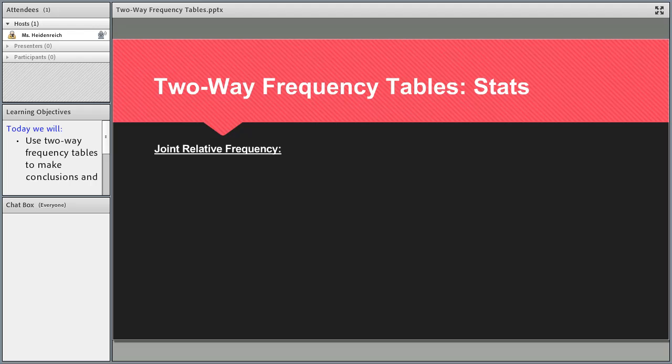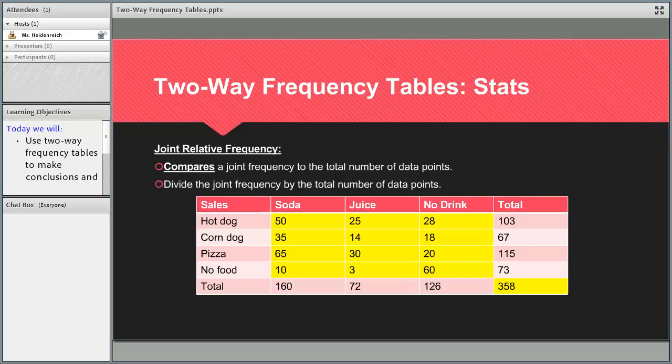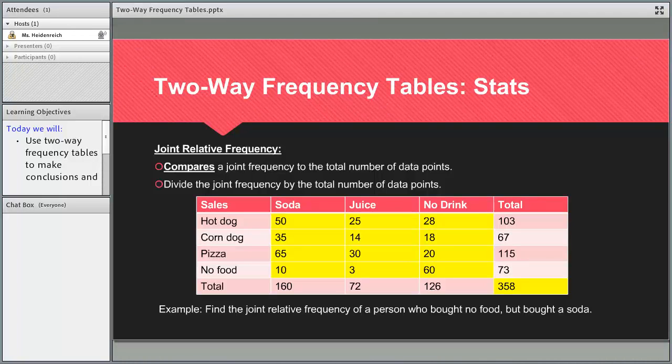Okay, but then we can move into joint relative frequencies, which would actually be comparing that joint frequency number that we just came up with to the total number of data points. You get that joint relative frequency by dividing your joint frequency by the total number of data points. So for that example, if we wanted to find the joint relative frequency and not just the joint frequency of a person who bought no food but bought a soda, we would take our 10 and divide it by 358. So 10 out of 358.